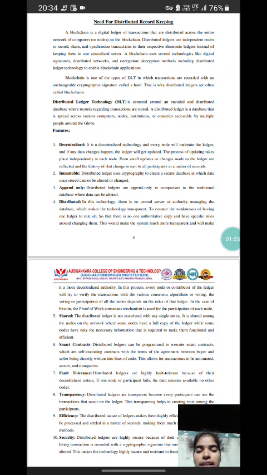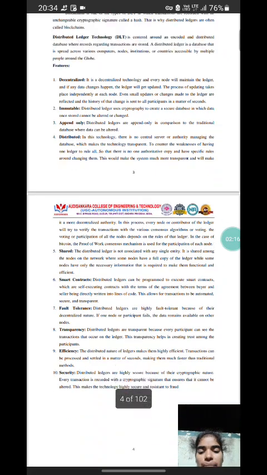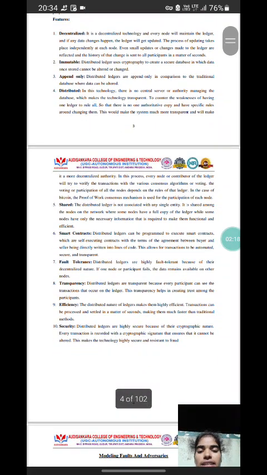Distributed. In this technology, there is no central server or authority managing the database, which makes the technology transparent, to counter the weakness of having one ledger to rule all, so that there is no one authority copy and have specific rules surrounding changing them. This would make the system much more transparent and a more decentralized authority.